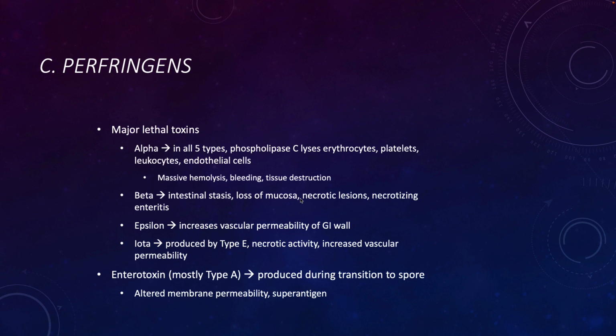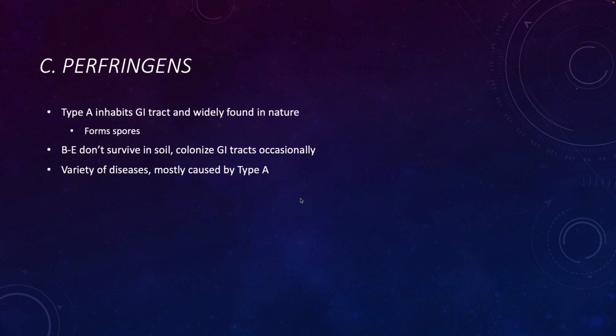The enterotoxin is mostly produced by type A, generally during the transition to the spore. It causes altered membrane permeability, which again leads to diarrhea, and can act as a super antigen, overstimulating the immune system. So type A C. perfringens will typically inhabit the GI tract, and it is widely found in nature, and it does form spores. Types B through E don't usually survive in the soil, but they do colonize GI tracts occasionally. And again, you have a variety of disease, mostly caused by type A. It really depends on where it gets.